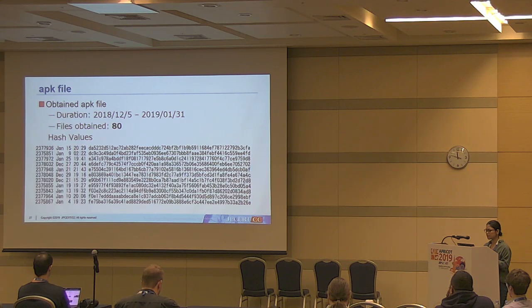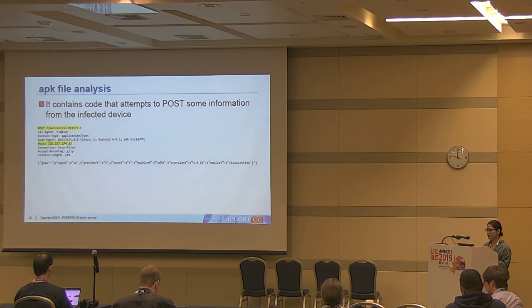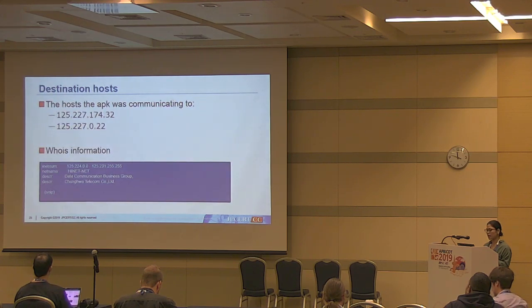Okay, about APK files, we could obtain APK files from the beginning of December 2018 to the end of January 2019. This is a result of APK file analysis. It contains code that attempts to post some information to host information. The host information is going to be a CNC server that controls the infected device. We analyzed several APK files, then we found two pieces of host information hard-coded in the APK file, and according to the WHOIS database, they also belong to a hosting network.